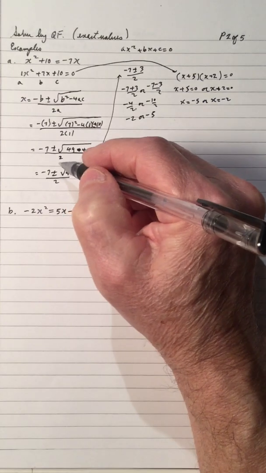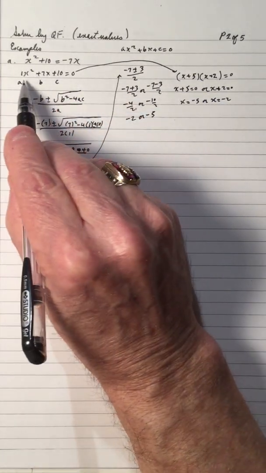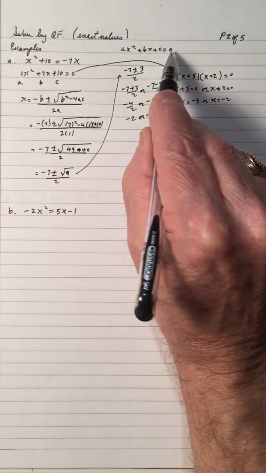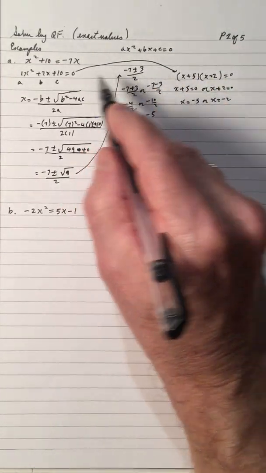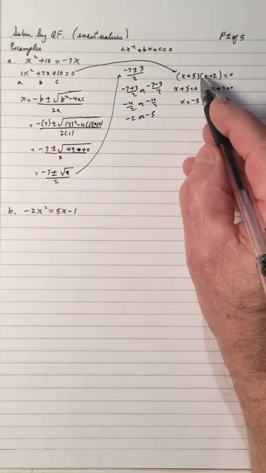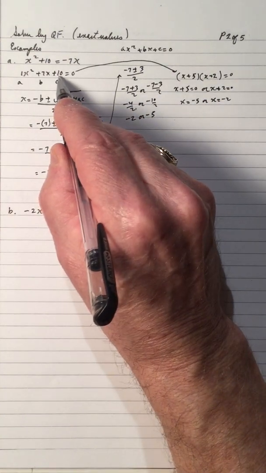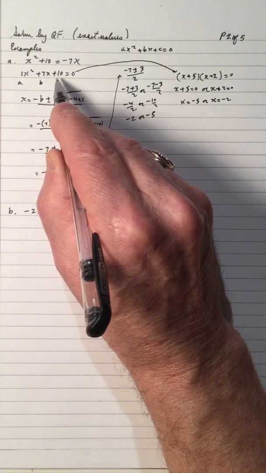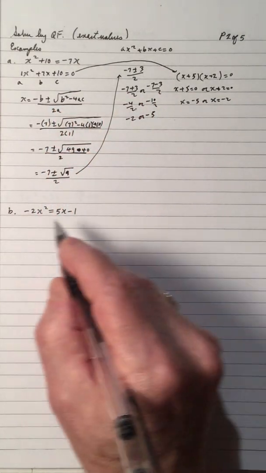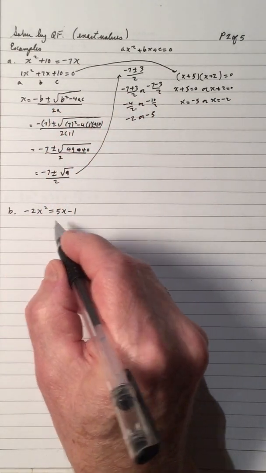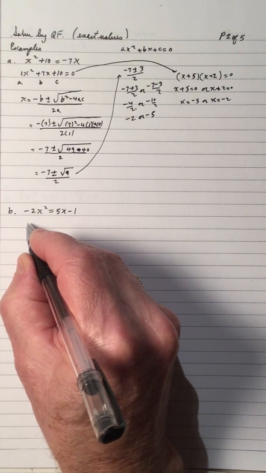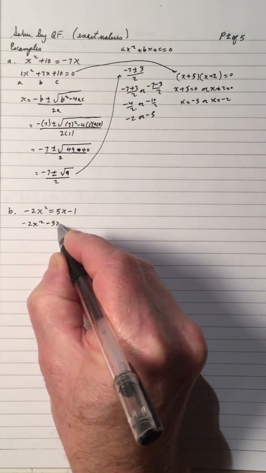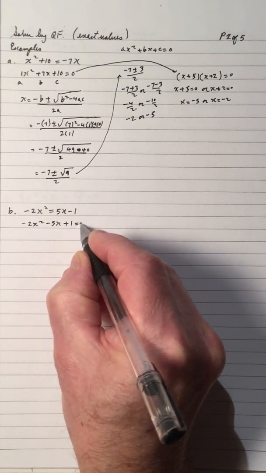So the quadratic formula will work for any equation that's written into ax squared plus bx plus c equals 0. Only sometimes it can be factored if the product and the sum works out to be rational numbers. Next, we have to put it in the ax squared plus bx plus c form. So negative 2x squared minus 5x plus 1 equals 0.